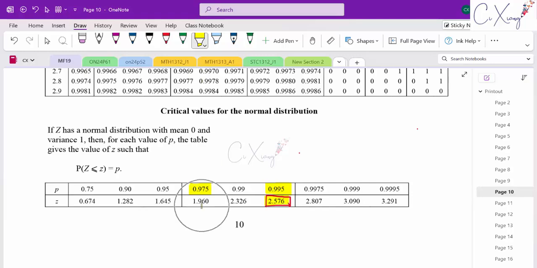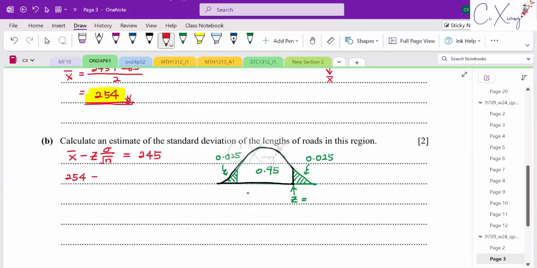And what's the value of z given in the question? In the table, the value of z basically is 1.96. So what I have here is that my value of z is actually 1.96. So I substitute it into my calculation here, 1.96 times sigma, of course I don't know the value, divided by the square root of n. n is the sample size, which is 50. So I compare it with 245.